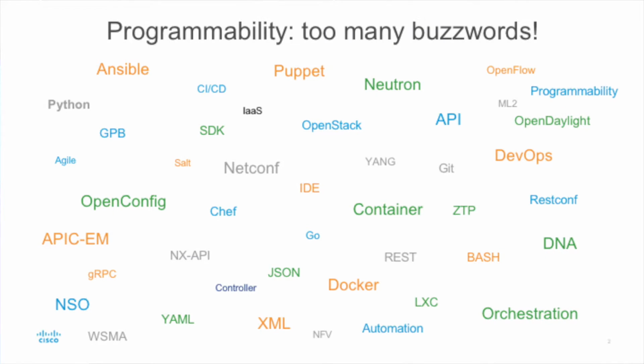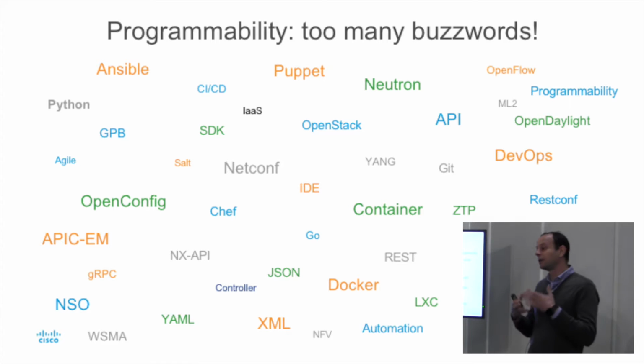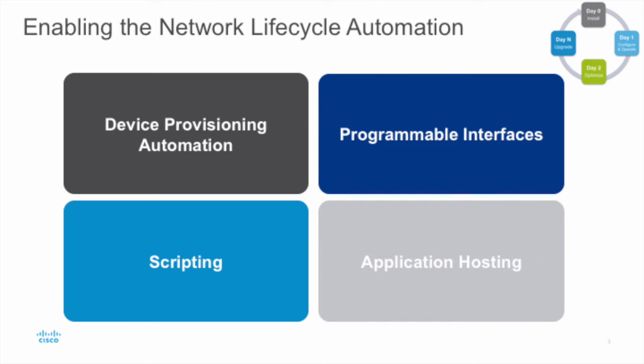Programmability is a very generic term, and there are so many different buzzwords around network programmability and automation. To define what we really mean, the main idea is that we try to automate the entire network life cycle: from what is sometimes called day zero, where you provision your device, to day one, when you make the full configuration of the device, and then you start monitoring and troubleshooting the devices themselves.